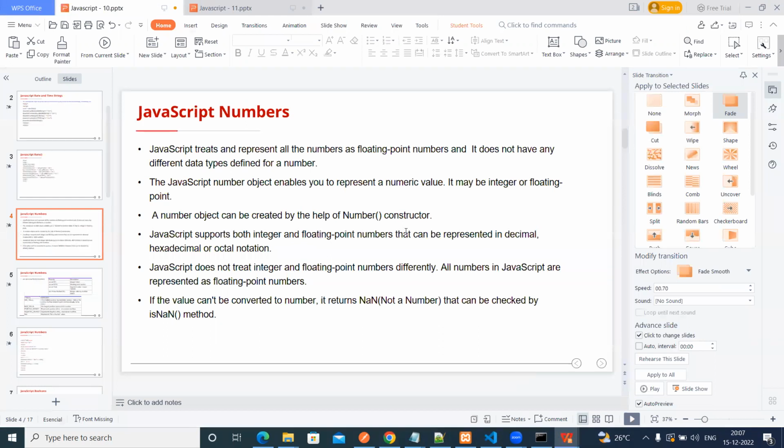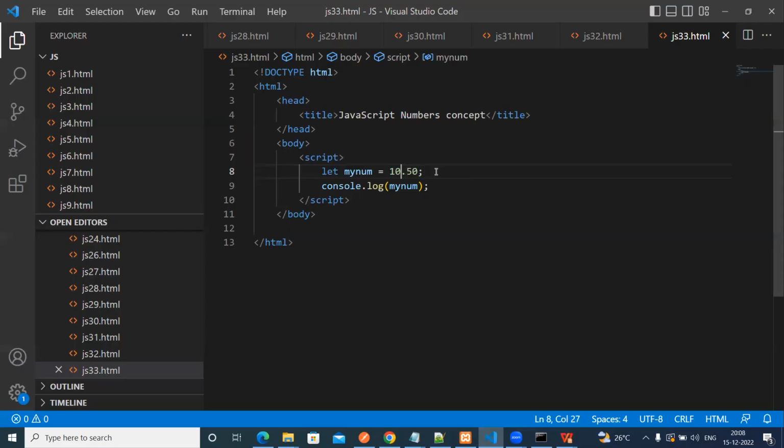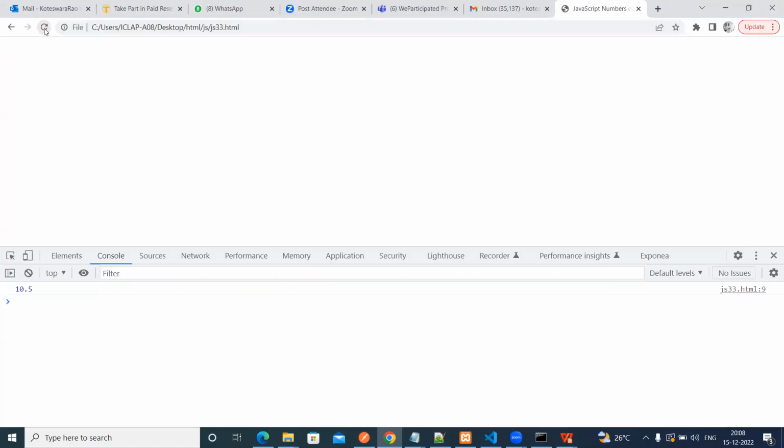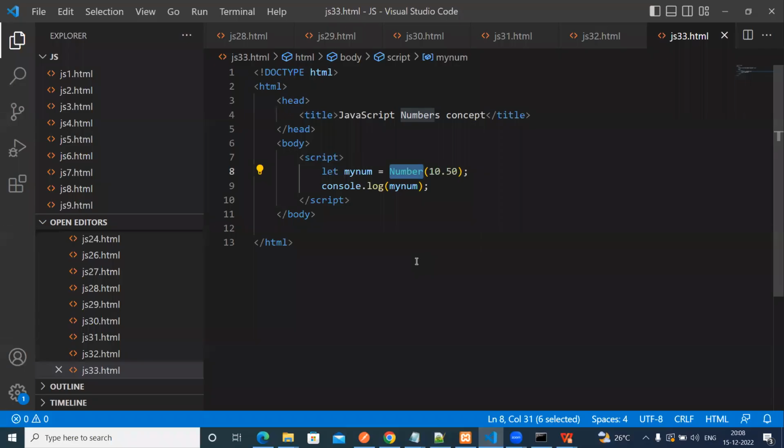The next point: a number object can be created with the help of the number constructor. How can we create that? In the same way, we give the number constructor. This way we can also define it, with no change in the result.